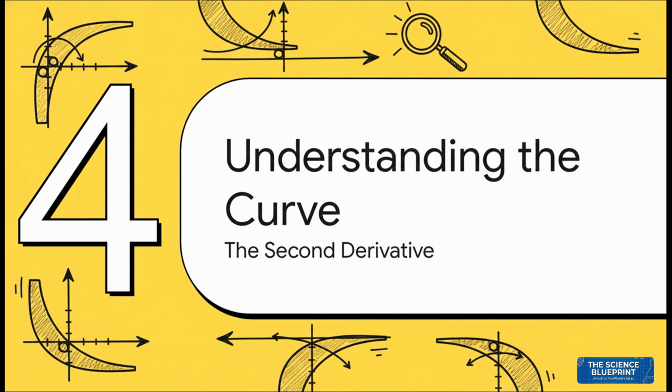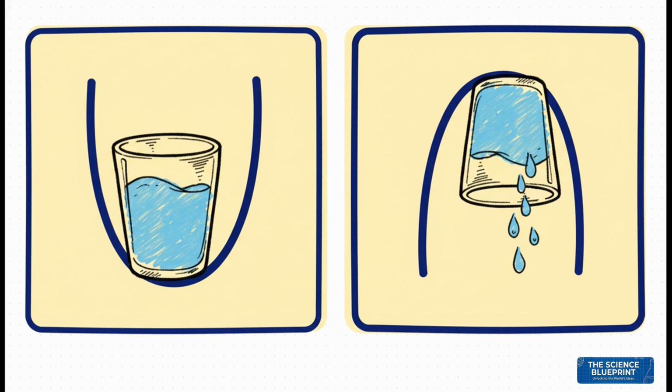But how is it curving? Is it bending upwards, or is it bending downwards as it moves? To answer that question, we have to go one level deeper and use the second derivative. The second derivative tells us all about something called concavity.